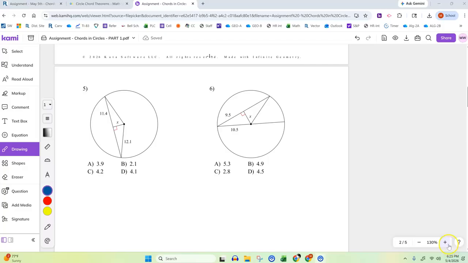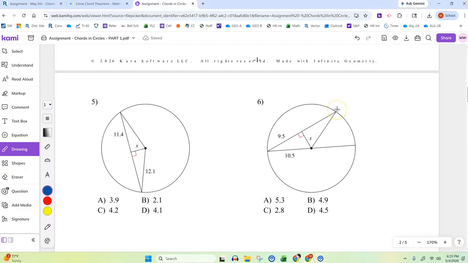Okay, so number 5 is a little bit different, okay? So number 5, we're looking for x, which is this right here. We know this is 11.4 right here, right? 11.4. And we see that 12.1 is the radius from here to here. But since it's a radius, it's also right here, right? So how do we solve that? Well, here's the important thing. Remember, this is 90 degrees, so this is a right triangle. Do you remember how we know a squared plus b squared equals c squared? So we can use this, okay?